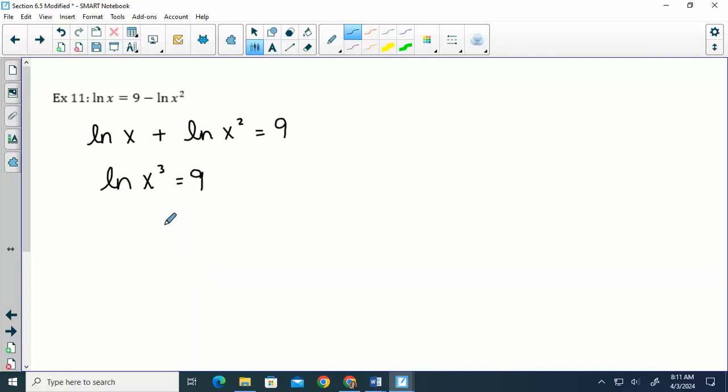Okay, the base of a natural log is e, so we change it into exponential form: e to the 9 equals x cubed. To get rid of the cube, we cube root it.